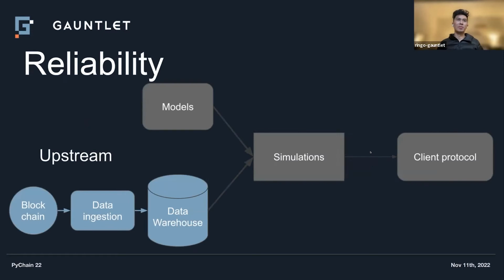First of all, reliability. Why is this important and what does this mean? As you recall, the data ingestion piece in the Gauntlet platform sits upstream of the simulations, which sits upstream of the value we're providing to our customers. Therefore, it's extremely important that our data ingestion piece is highly reliable and runs on a daily basis.